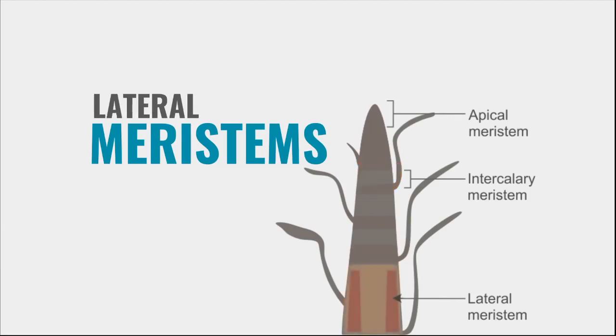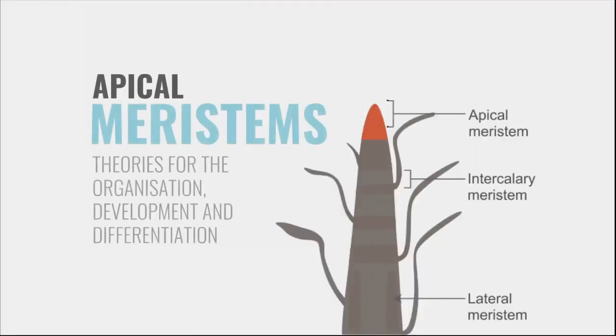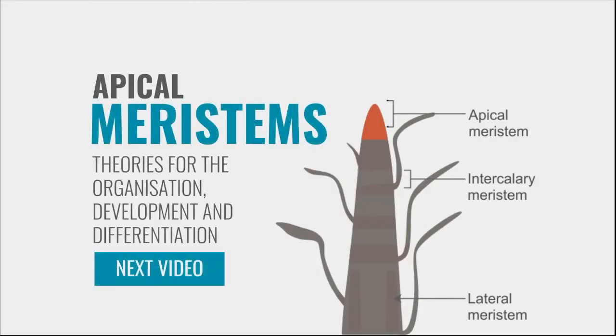And the final is lateral meristem, which is found in woody plants in the vascular and cork cambia. They are also called the secondary meristem. It is the secondary growth which increases the thickness of a plant. In the next video, we will talk about the apical meristem a little more.